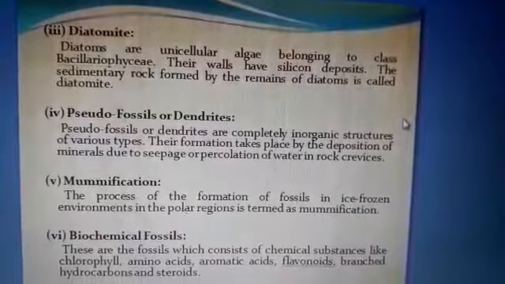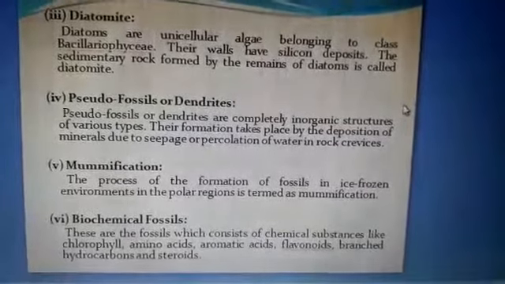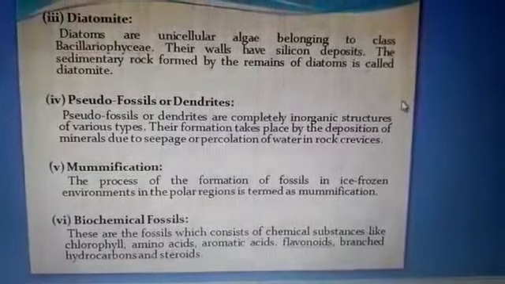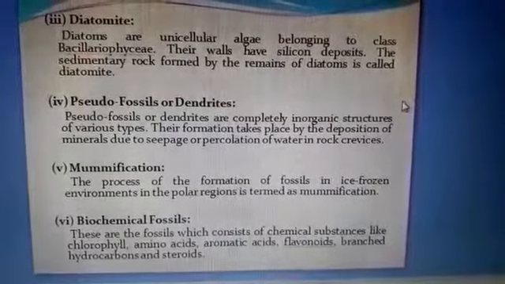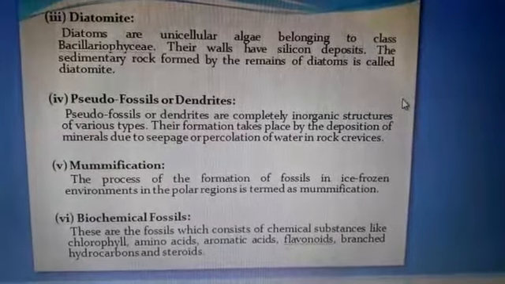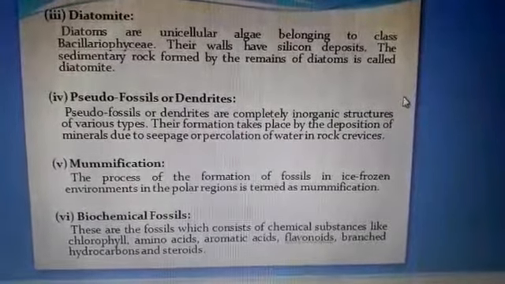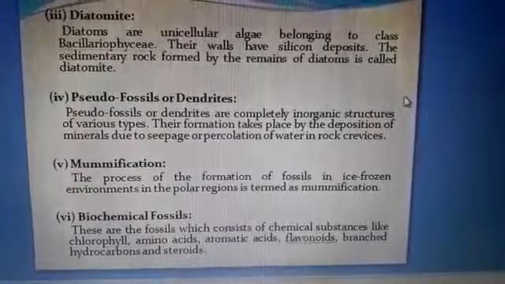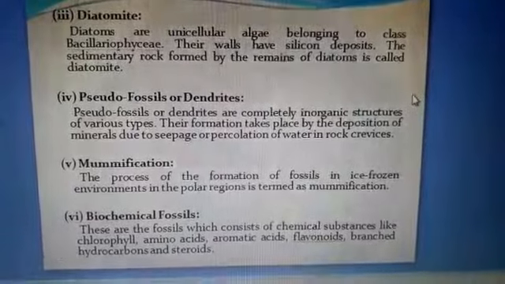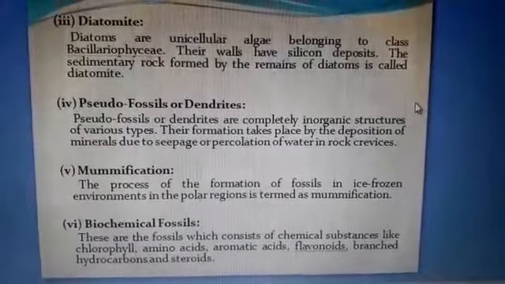The third type is diatomites. Diatoms are unicellular algae belonging to the class Bacillariophyceae. Their walls have silicon deposits. The sedimentary rock formed by the remains of diatoms is called diatomite.